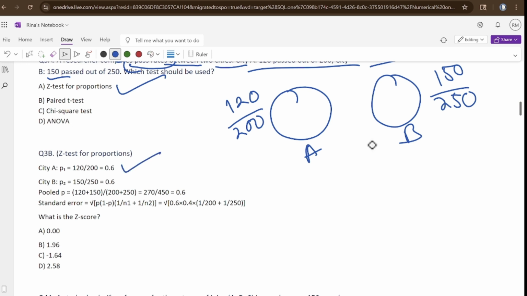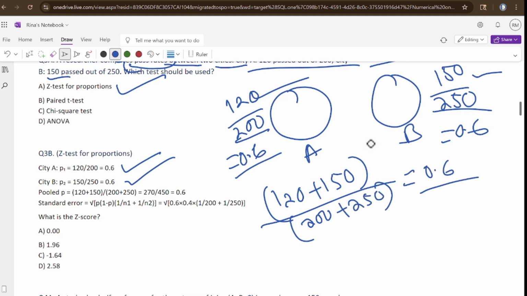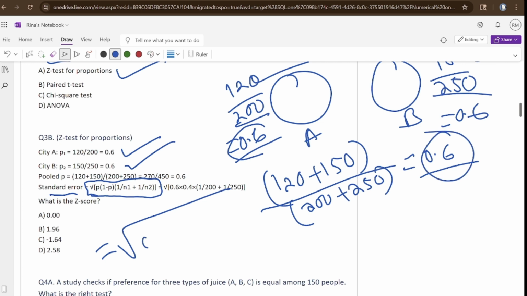So for P1, 120 by 200 equals 0.6 pass rate. P2, 0.6. Same. Now pooled P is 120 plus 150, total they have passed, among 200 plus 250, equals 0.6. Okay. We have got all the things P1, P2, P. Now you have to calculate the standard error. Standard error formula is this one: root over P into 1 minus P into 1 by N1 plus 1 by N2. So we can write pooled P 0.6.